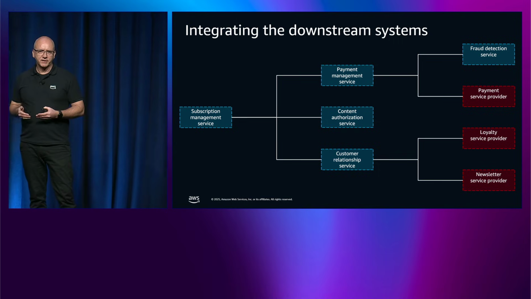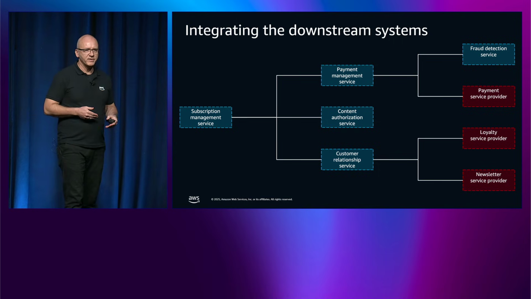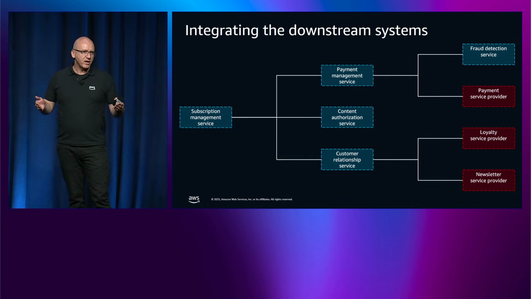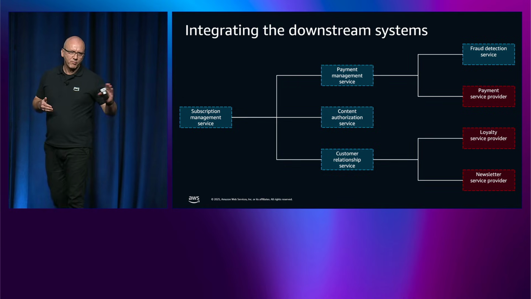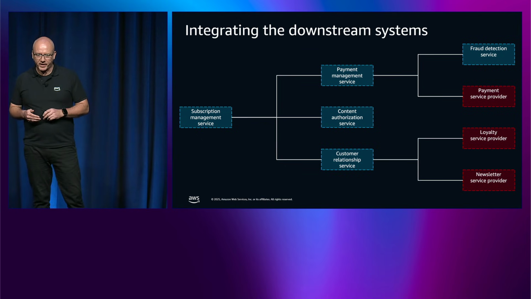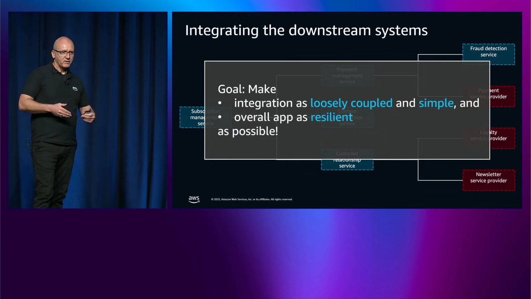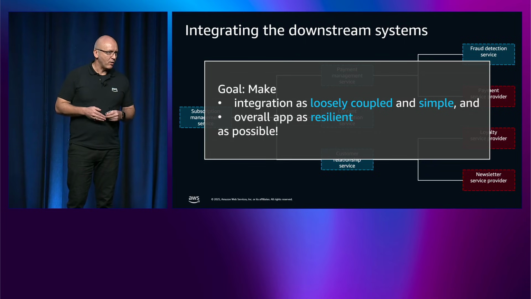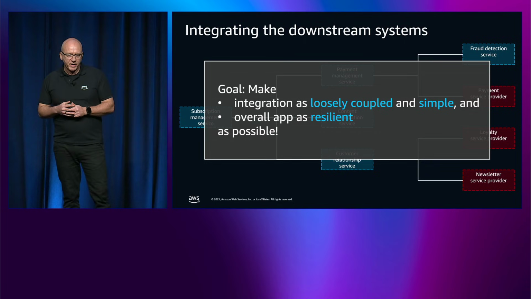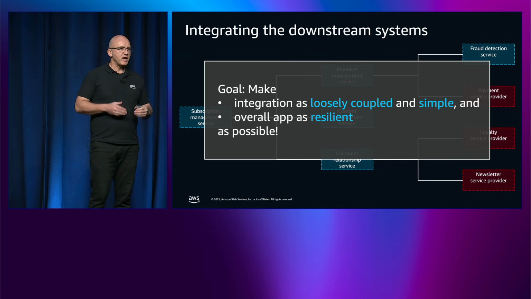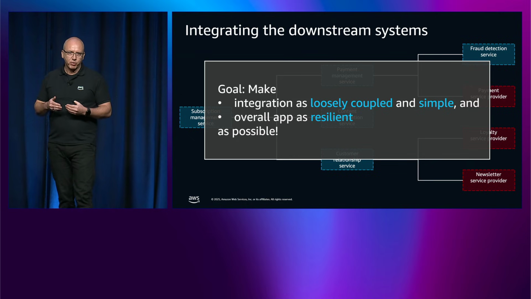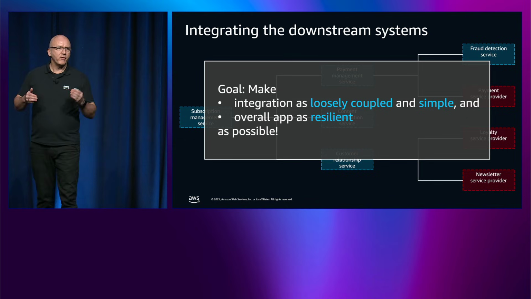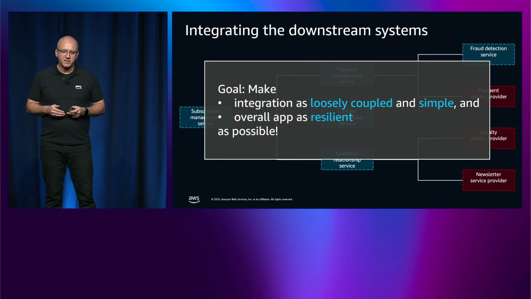And the loyalty service and also a newsletter service, those are assets that we have to have, but they don't really distinguish us from our competitors. So we also make use of a third-party SaaS service for that. All right, so with that up front, we can now discuss how we actually want to integrate our systems. Our goal should be, in that context, to make the integration as loosely coupled and simple as possible for added flexibility, and also to make the overall app as resilient as possible.